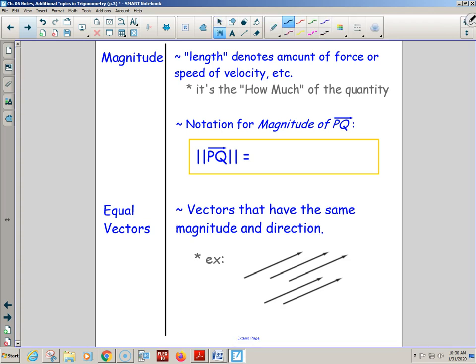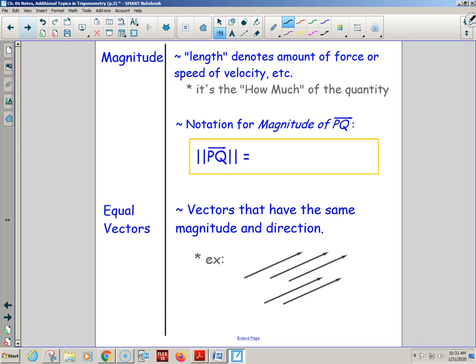I said a second ago, just think of the length is the. I didn't even rhyme. I was so proud of myself. The length is the. Magnitude is what of an earthquake? How strong? Okay, the length is the strength. It's how strong. It's how much.